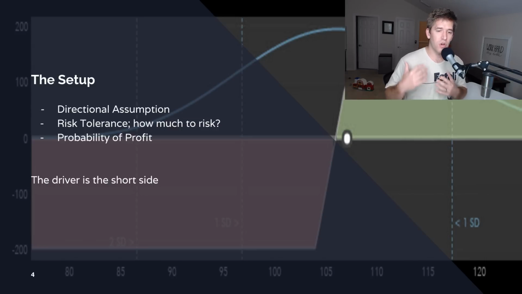And you also have a defined probability of profit in the trade. And I have a note on here that the driver is the short side, and that won't make sense just yet if you guys are beginners. But as we dive into this example, I think it will make sense over time. So let's go ahead and do that.